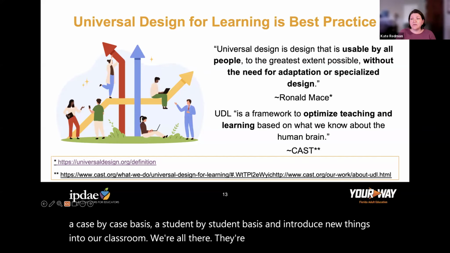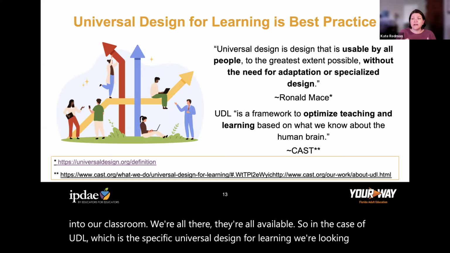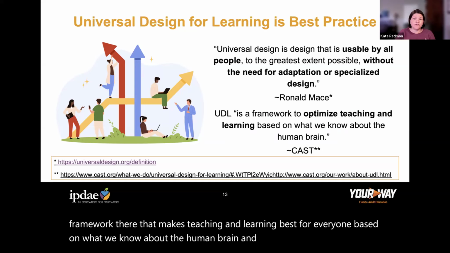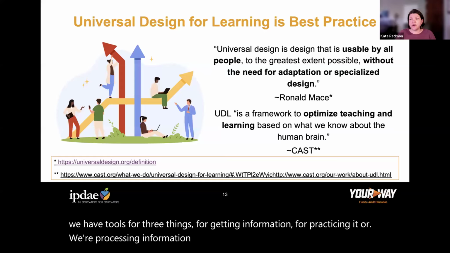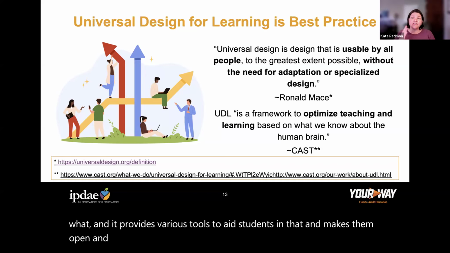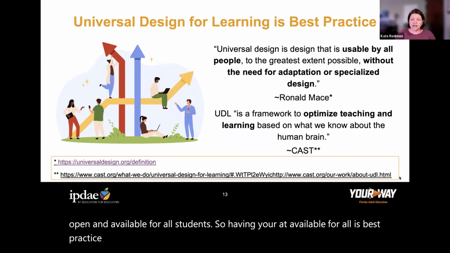So in the case of UDL, which is the specific universal design for learning, we're looking at that framework that makes teaching and learning best for everyone based on what we know about the human brain. And it introduces the idea that we have tools for three things: for getting information, for practicing or processing information, and then for expressing or demonstrating what you know. And it provides various tools to aid students in that and makes them open and available for all students. So having your AT available for all is best practice. That's the idea of universal design for learning.